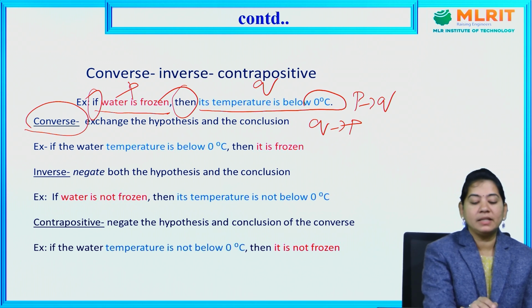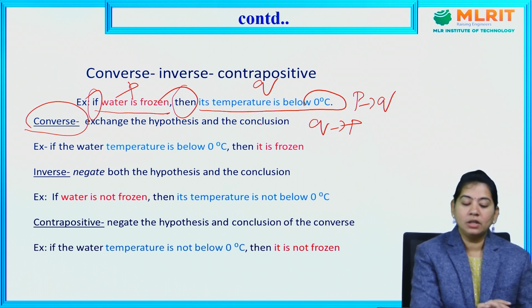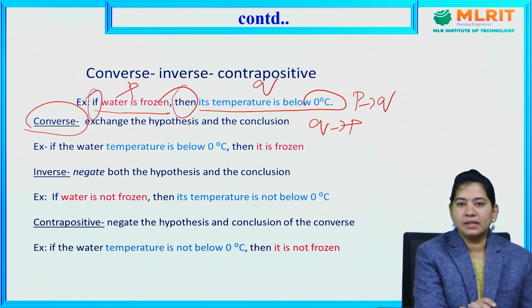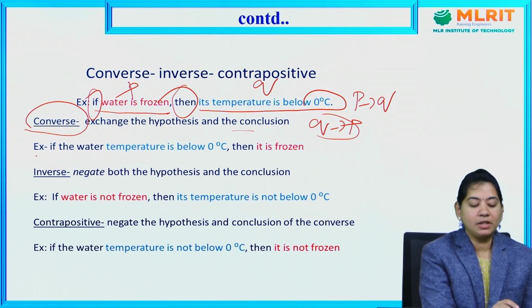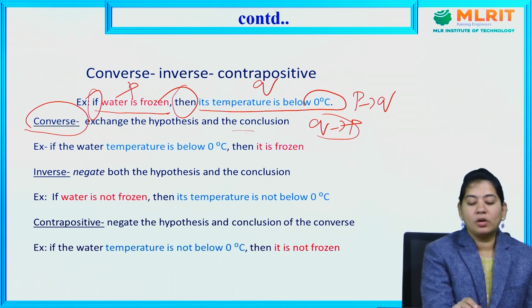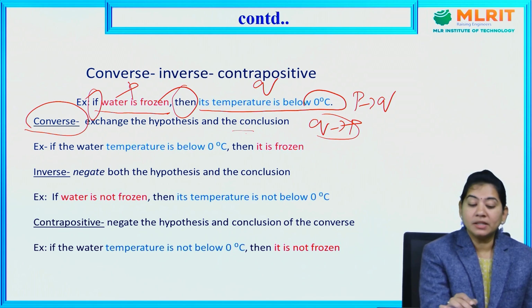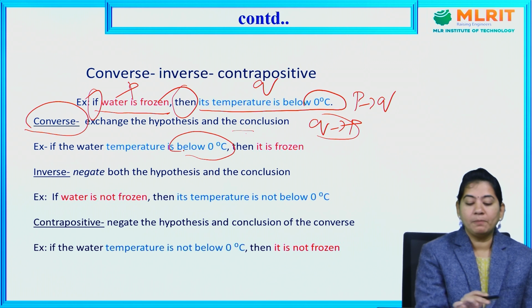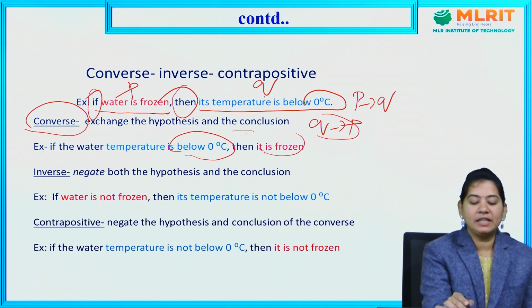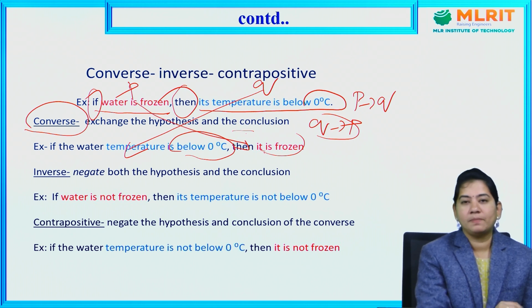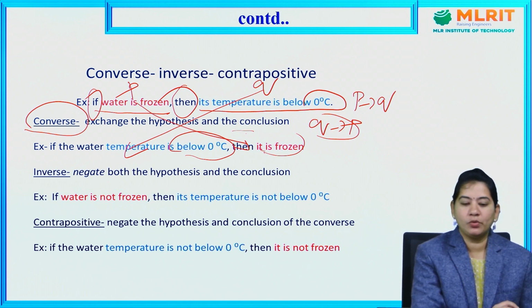Converse means exchanging hypothesis and conclusion. Here, the other names for antecedent and consequent are hypothesis and conclusion. We are just interchanging the P and Q statements. So, what is the converse? In the word example, if the water temperature is below 0 degrees centigrade, then it is frozen. Here we have just interchanged: this Q has come here and P has come here. We have just interchanged the P and Q statements.